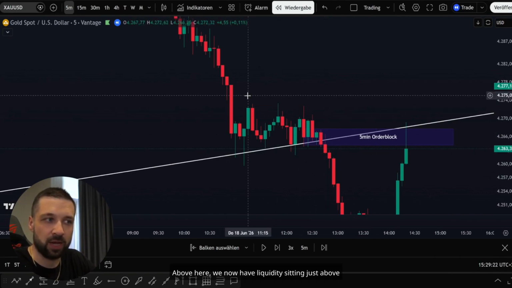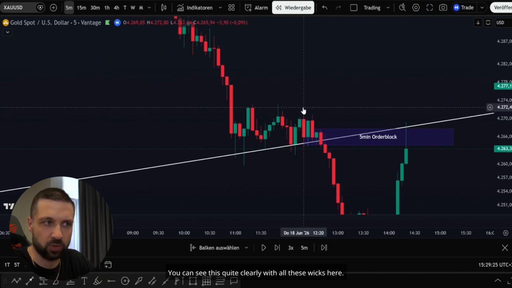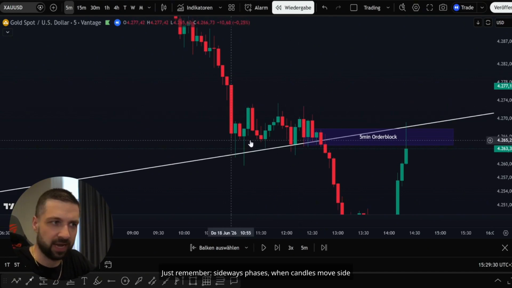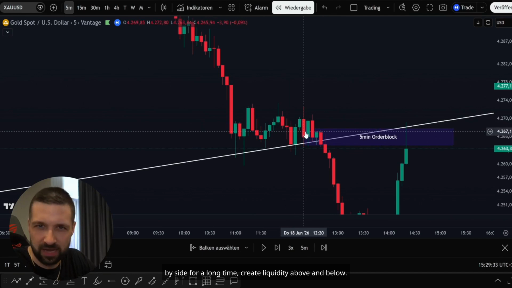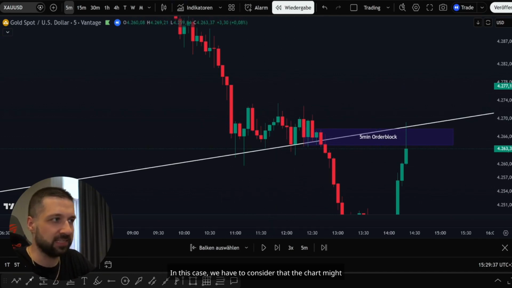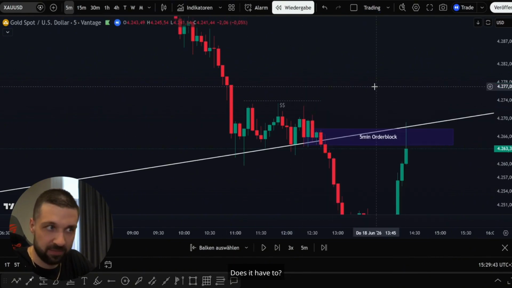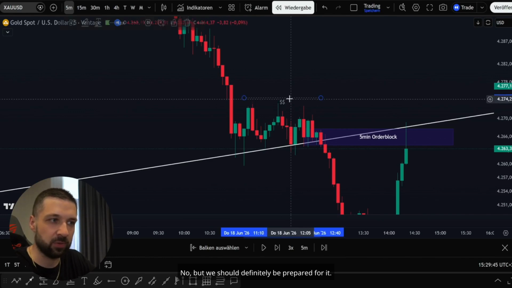Above here, we now have liquidity sitting just above this area. You can see this quite clearly with all these wicks here. Just remember, sideways phases, when candles move side by side for a long time, create liquidity above and below. In this case, we have to consider that the chart might move up here again. Does it have to? No, but we should definitely be prepared for it.